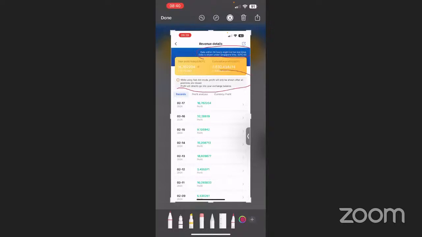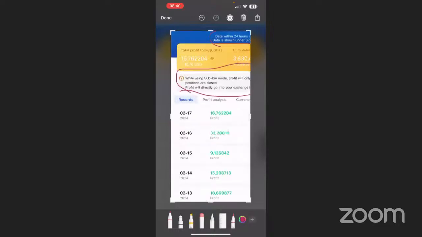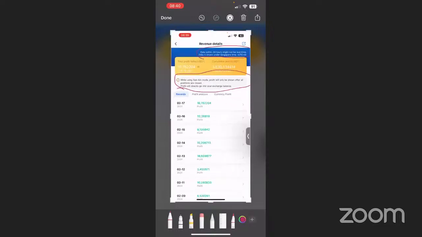All right, there is information here. Anytime you see an i attached to something, it simply means information. The information we have here is, while using sub-bin mode, profit will only be shown after all positions are closed.